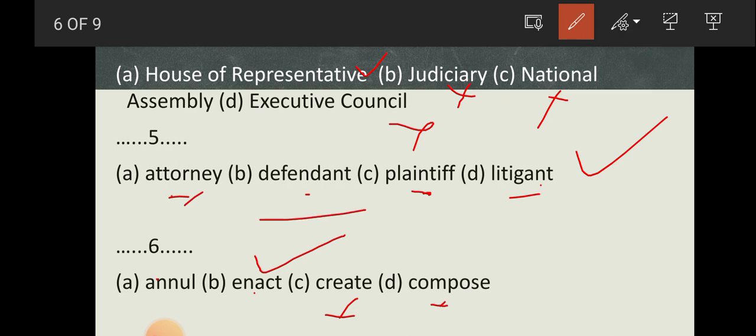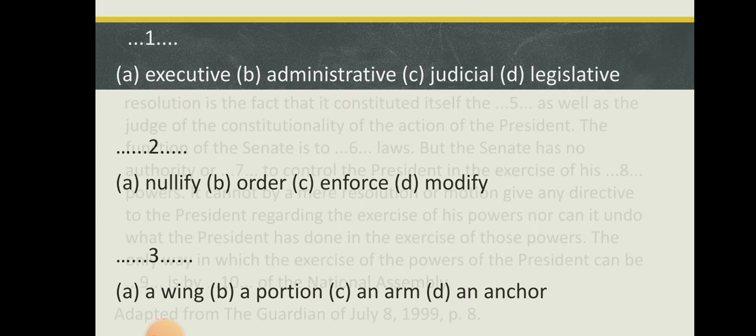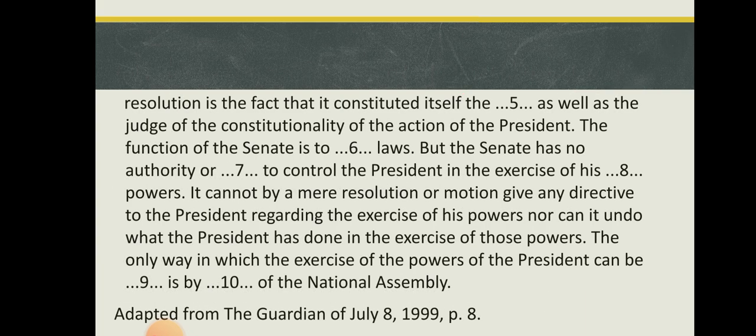So now we are going to the next one, which is number 7. Number 7 says, but the Senate has no power or dash to control the president in the exercise of his dash. That's number 7. But the Senate has no power, has no authority or dash to control the president. Now let's go to the next one.